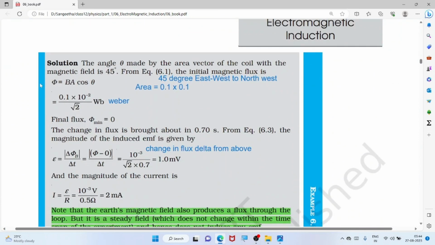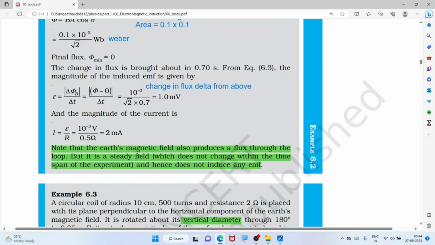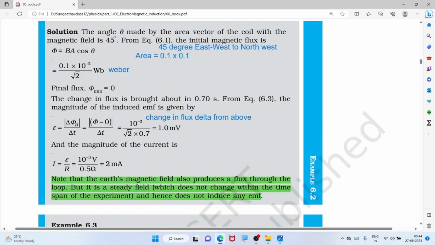So here is the flux change formula. There is an arrangement with 45 degrees between the magnetic field and the area vector. So this is the change in flux, and this flux is from this. They are taking this.